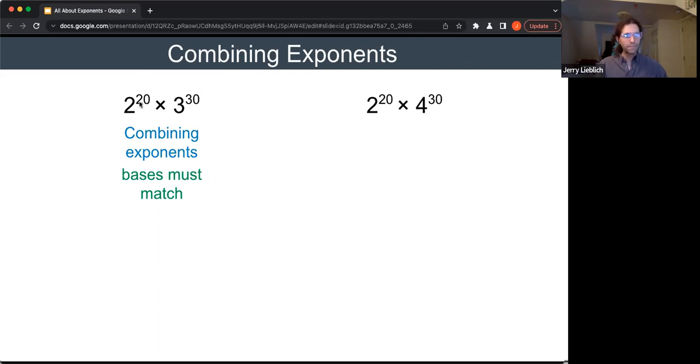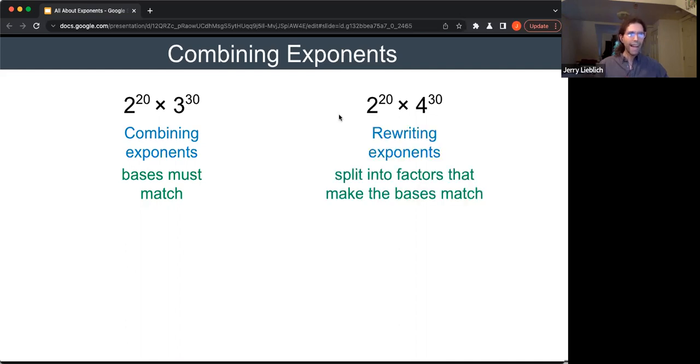But if I had this, you might say, all right, well, I just have to leave it that way. But I might notice, wait a second, 2 and 4, these are related numbers in a way that 2 and 3 aren't. So if I see I've got different bases, I'm going to ask myself, can I use factoring to make the bases match?